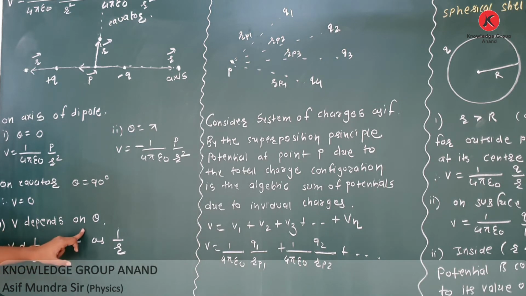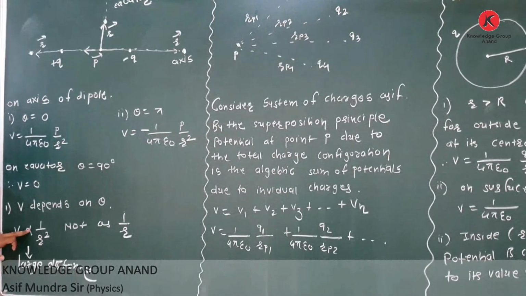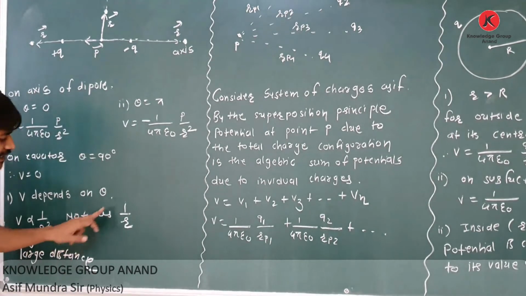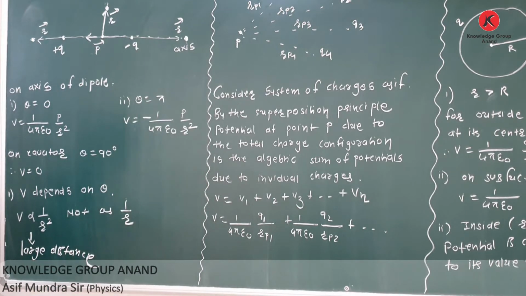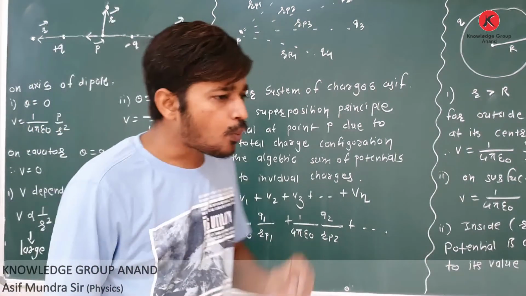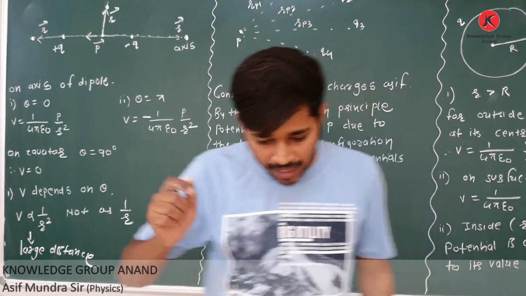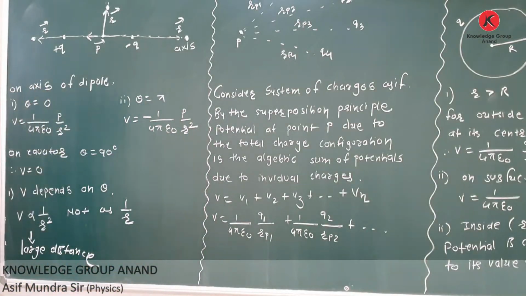First, potential V depends on theta, the angle between P and R. And second, in case of dipole, for large distance, what is the relation with distance? V is proportional to 1 upon R square, not 1 upon R. For a point charge, it is 1 upon R. But for a dipole, it is 1 upon R square. So here the theory is what is potential due to dipole. Clear? Any doubt? If you have any doubt, then we'll discuss in our video lectures on Zoom.